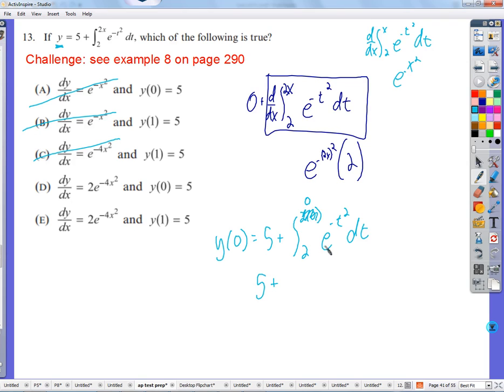5 plus, what's the antiderivative of e to the negative t squared? When we take the derivative of this, we need to wind up getting this. Negative 1 half, t, 1 third. Gotta take the chain or the product rule. y of 0 is 5 times 1 is 5.